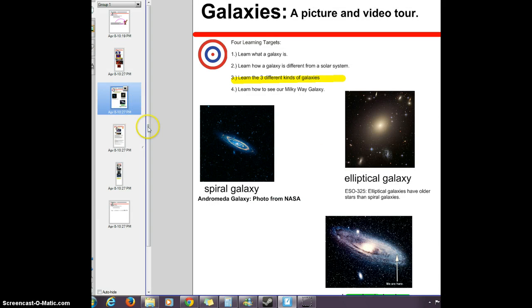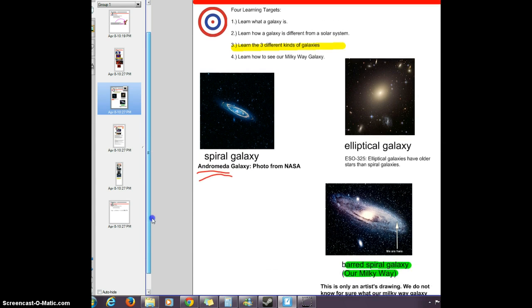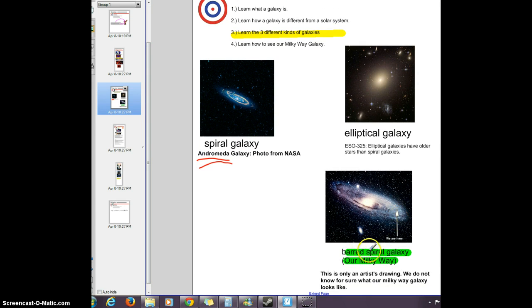Here are pictures of different galaxies. Again, this is a spiral galaxy. This is actually the Andromeda galaxy. It's a family of stars, dust, and gas. This is our closest galaxy neighbor. We are in the Milky Way galaxy. We're not a spiral galaxy. We're actually considered to be a barred spiral. We're a little bit flatter in the middle, and we'll study that further.